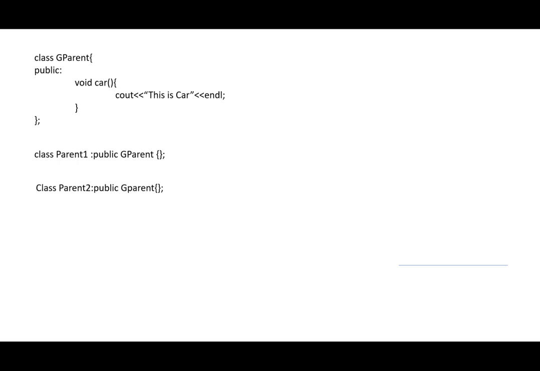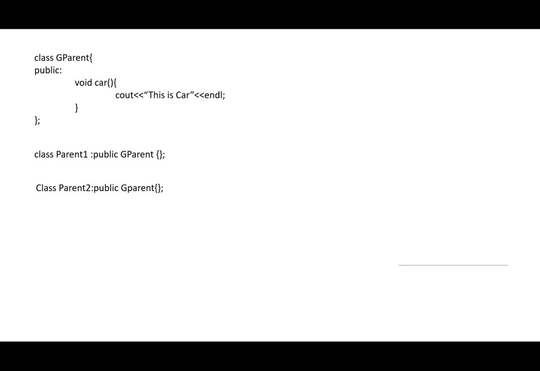Hello all. In this video we are going to cover the theory part of virtual base class. Let's say we have a class called grandparent which has a public section, and in that public section we have a method called car, and it says this is car. Then let's say we have a class called parent1 which is inheriting from grandparent. On the same ground we have another class called parent2 which is inheriting from public grandparent.